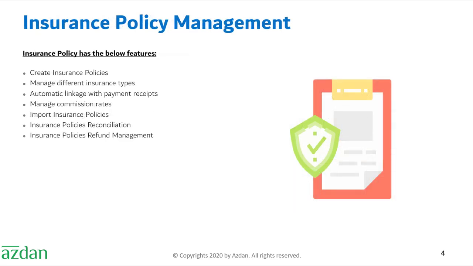Insurance policy management has the feature of creating insurance policies in the system, managing different insurance types such as motor, general, and medical insurance, automatic linkage with the payment receipt with the related policy number, and managing commission rates as per the policy type, whether it's comprehensive, export, or third party, and so on. It also has the ability to import all the exported insurance policies from the insurance portal, insurance policy reconciliation, and insurance policy refund management.